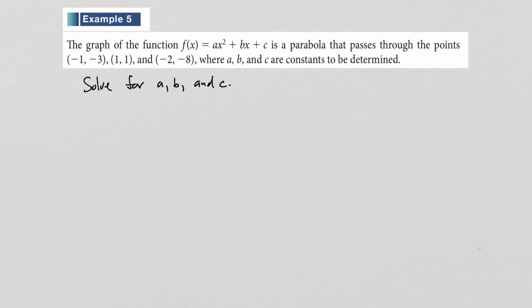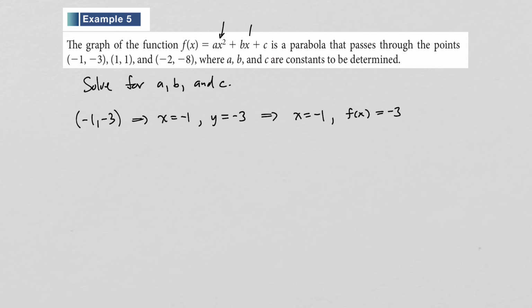To do this, we're going to think about what it means for a point such as (-1, -3) to be on the graph of this parabola. Well, remember, (-1, -3) implies x equals -1 at the same time that y equals -3. Or we can say x equals -1 at the same time that f of x is equal to -3. So if I plug in -1 for x, then I get -3 for f of x. That gives me an equation.